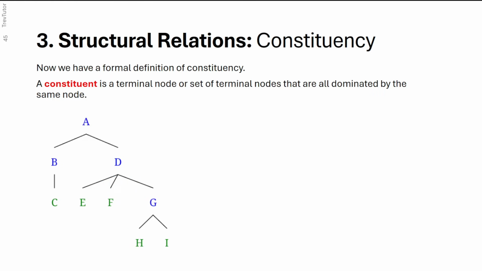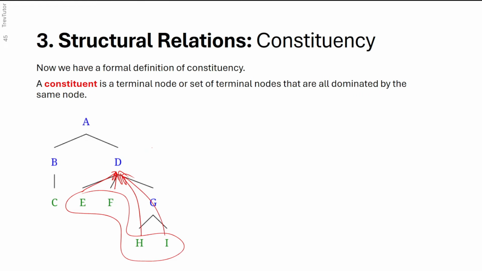But what about if we look at E, F, H, and I? Well, each of these share a same dominating node, in this case, which is D. So yes, E, F, H, and I would be a constituent because if we pick D up out of the tree and we pretend it's a physical object and dangle down these letters, at the very bottom of each branch, we would see E, F, H, and I.